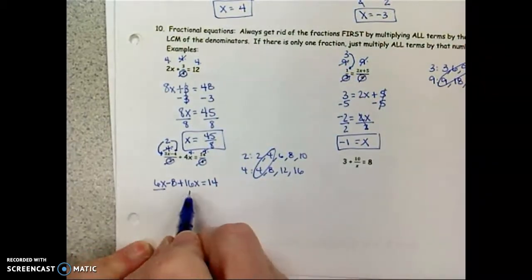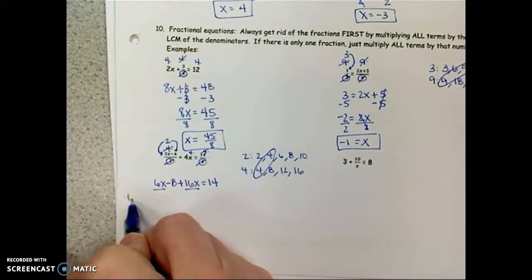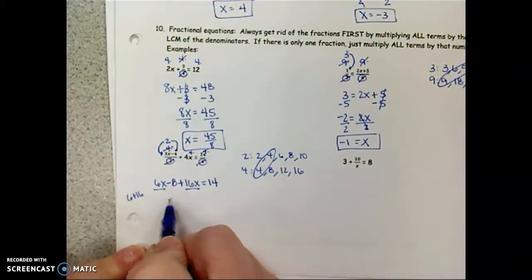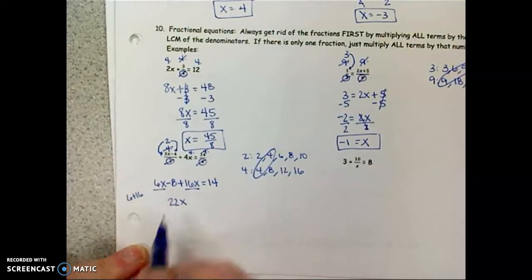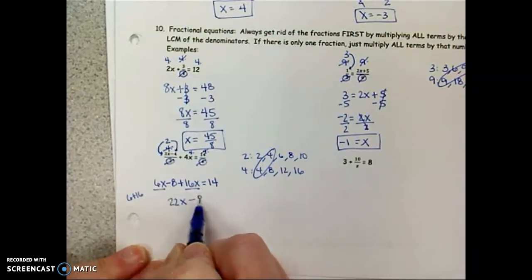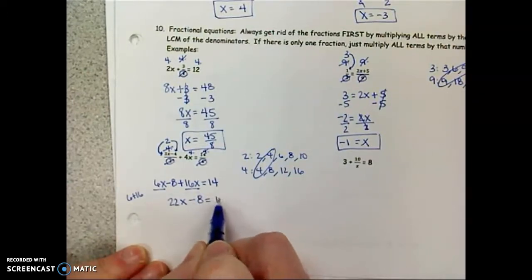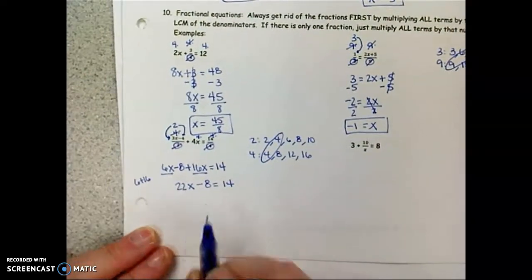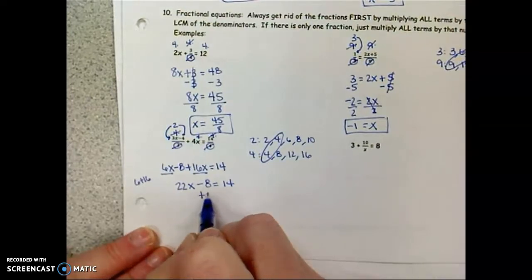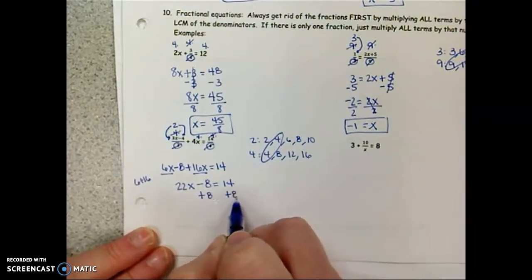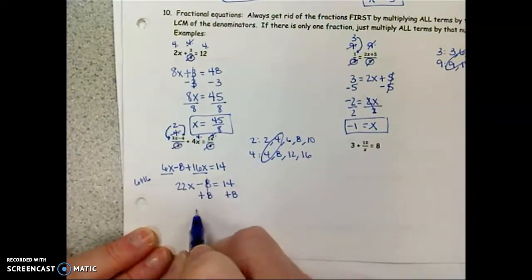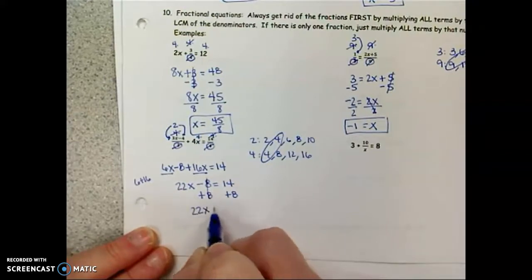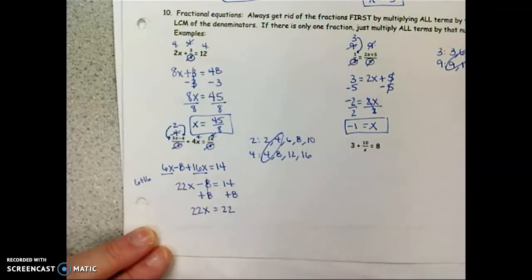Now, this one does not have any parentheses, but it does have like terms. Notice you have a 6x and a 16x. I can add 6 and 16 and make that 22x on the left side. Don't forget the minus 8. And on the other side, we still have 14, so you bring that down. Now it's just a two-step equation. We undo subtraction by addition, add 8 to both sides. So I get 22x equals 14 plus 8, which is 22.